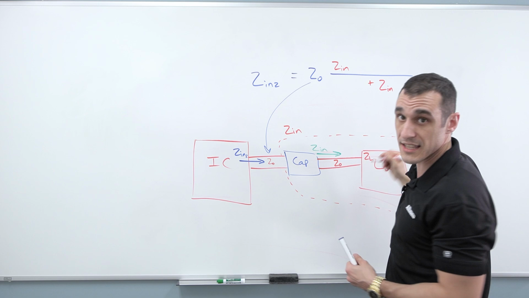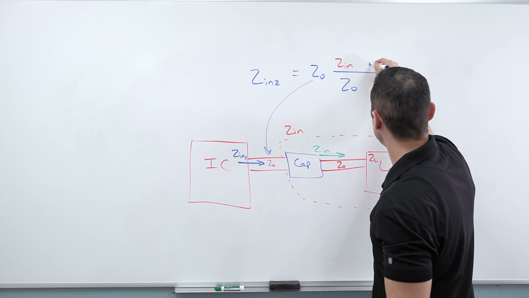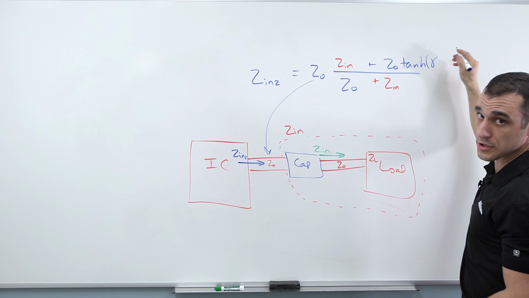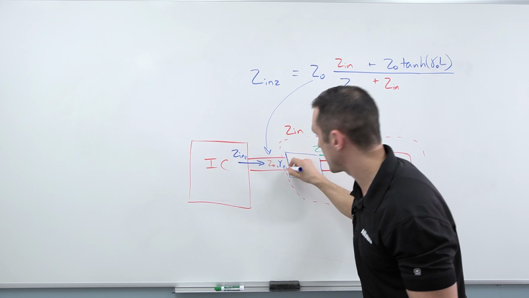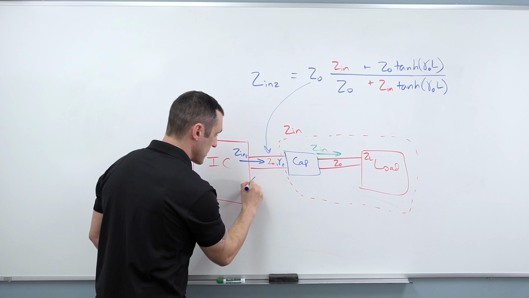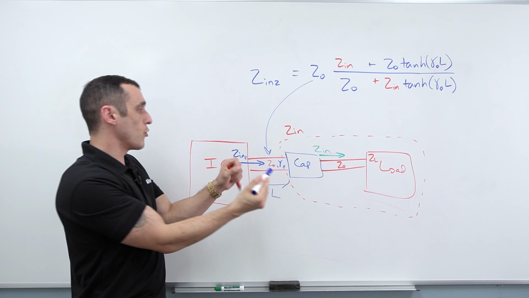So Z sub zero plus Z sub zero. And then we also have our hyperbolic tangent for some propagation constant times the length. And so this propagation constant, let's put a zero here, is going to be the same propagation constant along this section of trace. Same thing down here, gamma sub zero L. And so this L is this portion here.